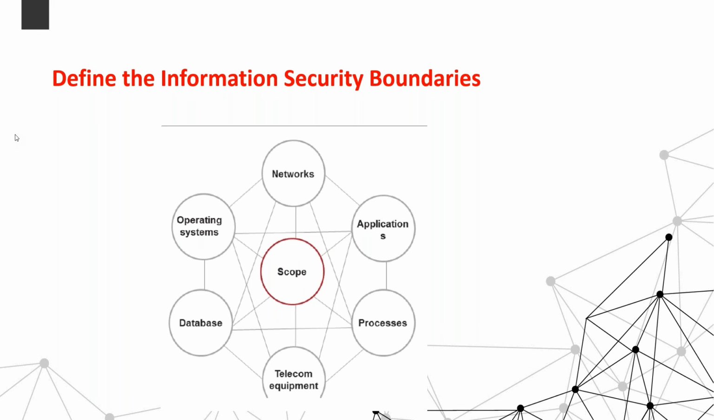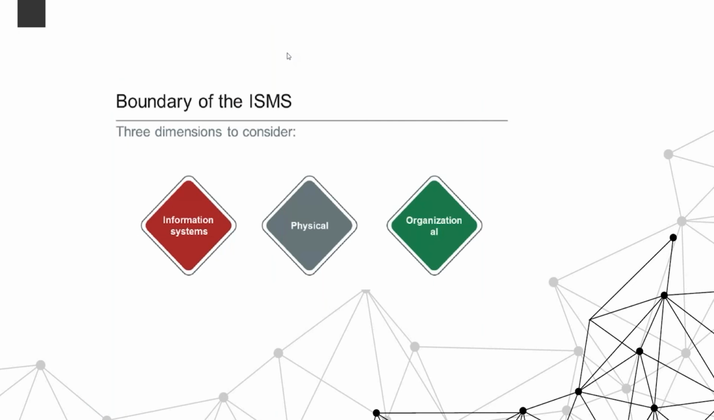Now all this information system is supporting your business. Now this needs to be listed and included in the organization boundaries and scope. Now what we have done, we have defined the information security boundaries. After that, we are going to define the physical security boundaries as well.